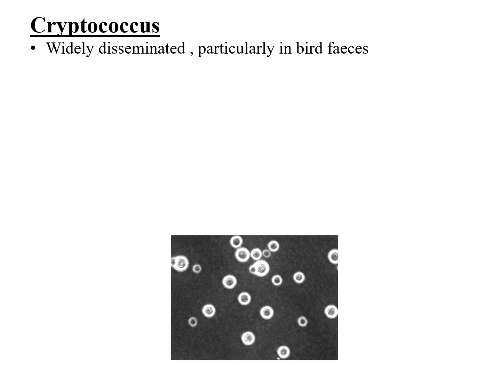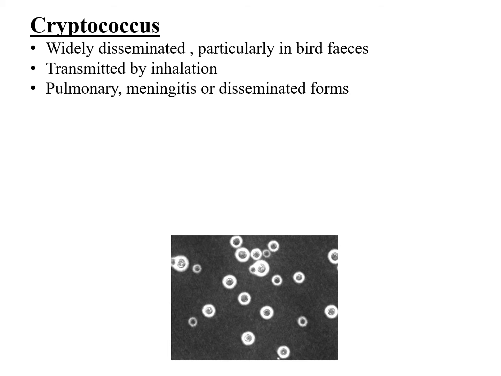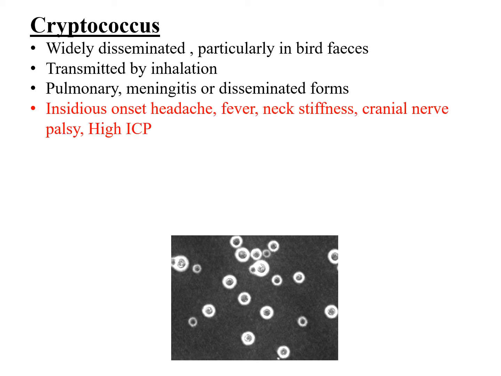Next most important infection which we see in HIV patients is Cryptococcus. Cryptococcus is widely disseminated in the soil. It's commonly seen in bird feces droppings. It is transmitted by the inhalation route. There are basically three forms. One is the pulmonary form, the meningitic form, and the disseminated form.